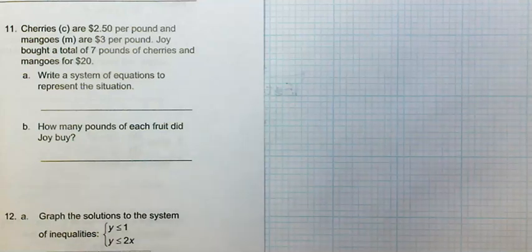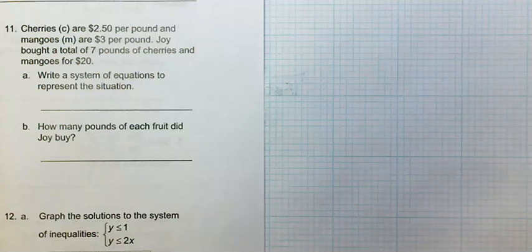All right. Number 11, cherries, which we're going to use C, are $2.50 per pound, and mangoes, M, are $3 per pound. Joy bought a total of 7 pounds of cherries and mangoes for $20. Write a system of equations to represent the situation.